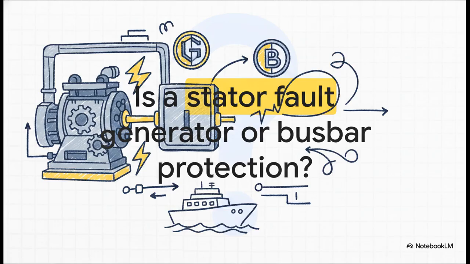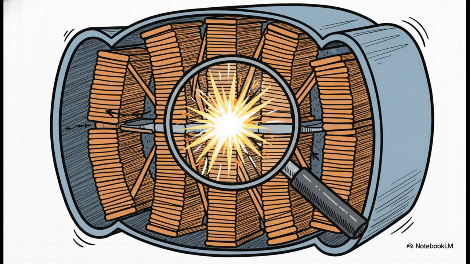Any guesses? If you guessed generator protection, you hit the nail on the head. An interturn fault happens deep inside the generator's own internal winding insulation. It's a highly localized failure. And this perfectly explains why the generator requires so many specific internal monitoring functions compared to the much simpler busbar.